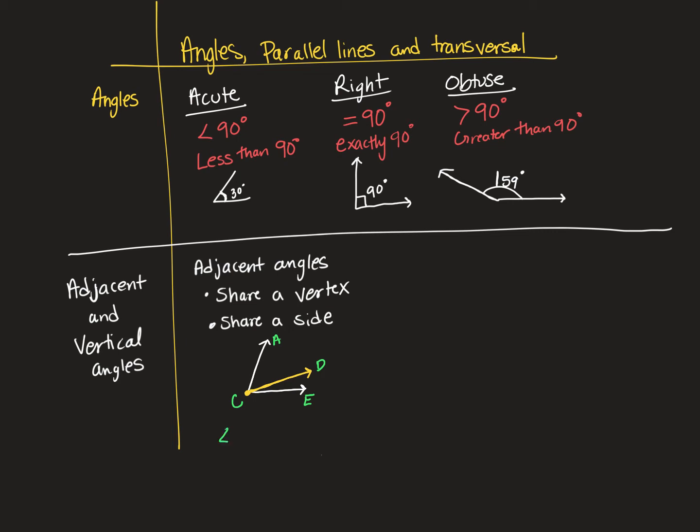So angle ACD is adjacent to angle DCE. Do you see how both of them share a vertex? They both share the vertex C, and they both share this side CD. So look, ACD is adjacent to DCE because they both share this yellow side and this common vertex. So those are adjacent angles.